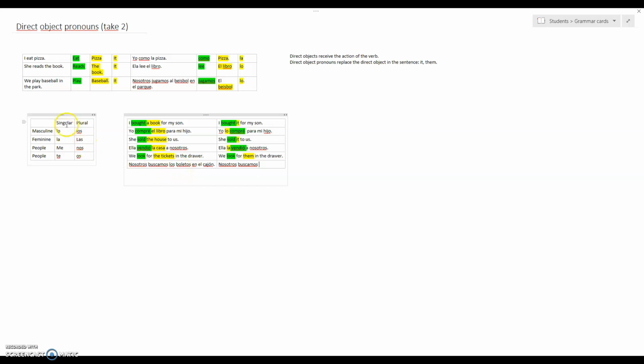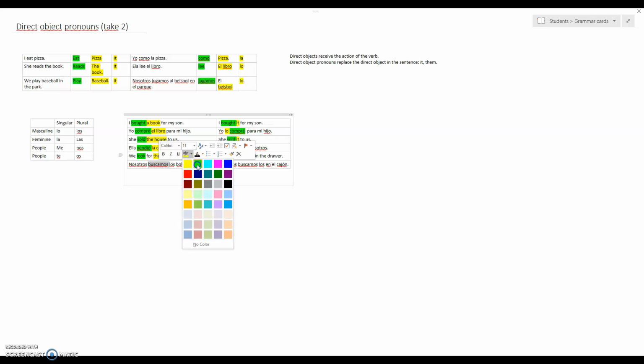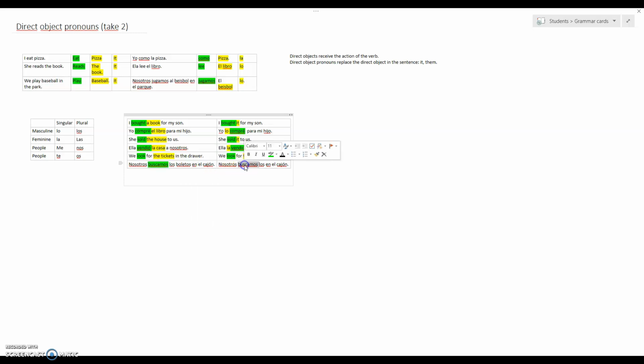Is that masculine or is that feminine? Well, los boletos, it should be pretty clear. It's masculine. Is that plural or is that singular? Los boletos, that's plural. So we're going to use the direct object pronoun los. And el cajón. Okay, the rest of the sentence stays the same. So again, I'm going to highlight in green the verb in both sentences. Nosotros buscamos. And then the direct object in this sentence is going to be los boletos.